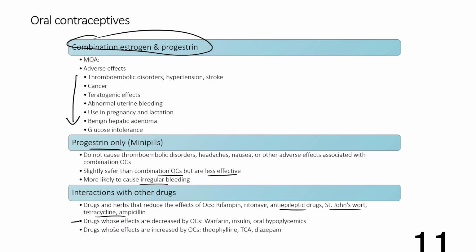The second point are drugs whose effects are decreased by oral contraceptives. So if someone is on oral contraceptives and is on warfarin, insulin, and oral hypoglycemics, the effects of warfarin, insulin, and oral hypoglycemics might be decreased, right? And then the last one is drugs whose effects are increased by oral contraceptives. Theophylline, which is used to manage asthma, tricyclic antidepressants, as well as diazepam, which is a benzo.